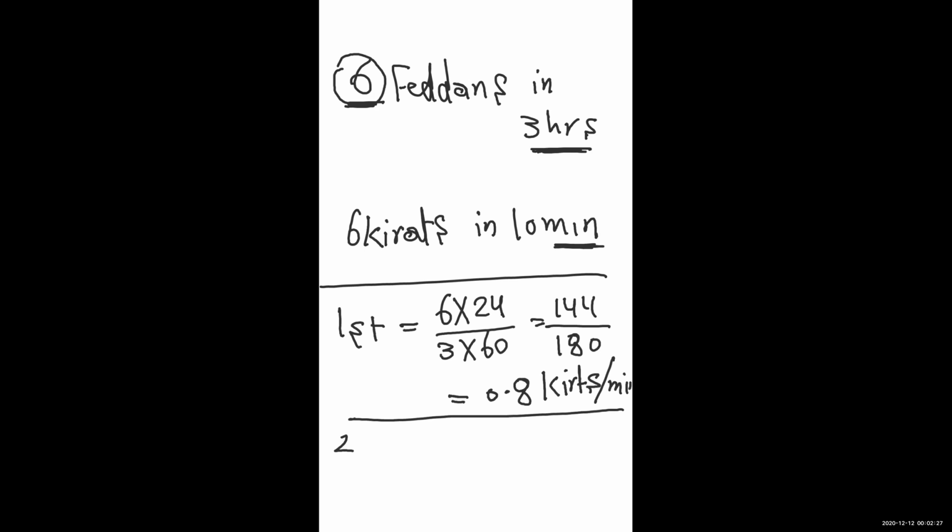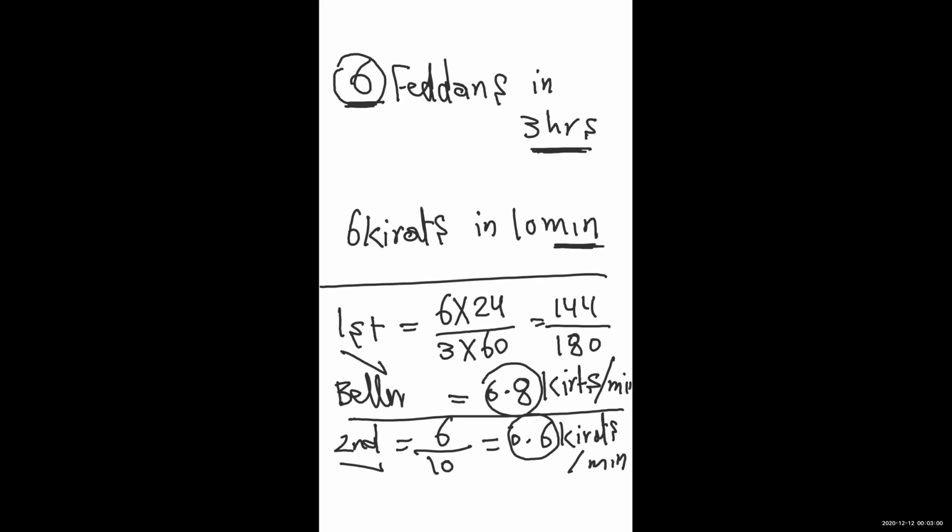The second will equal 6 carats over 10 minutes. This one is already in carats and minutes, so there is no need to convert anything. So 6 over 10 equals 0.6 carats, also per minute. Now, which one has the better performance? The first, which plows 0.8, or the second, which plows 0.6? Of course, the first has the better performance, right?